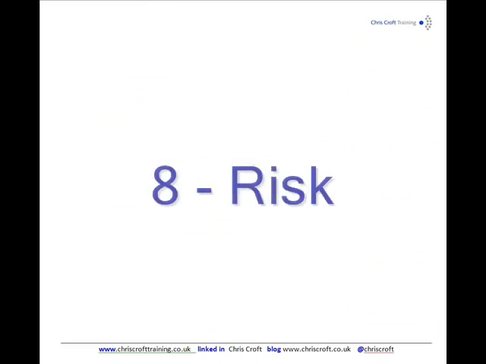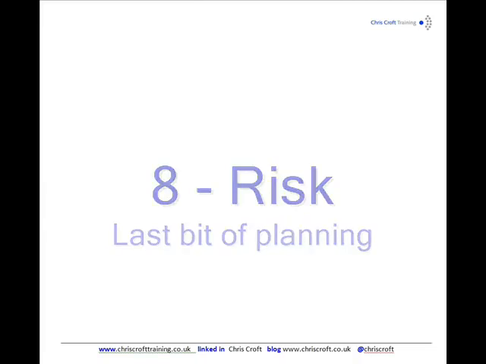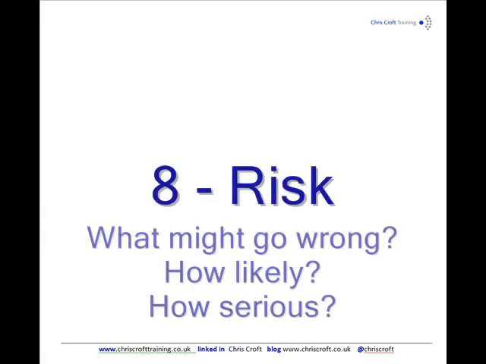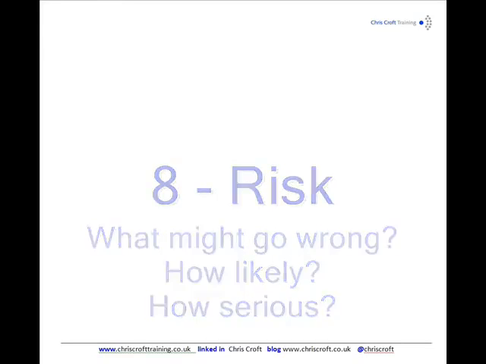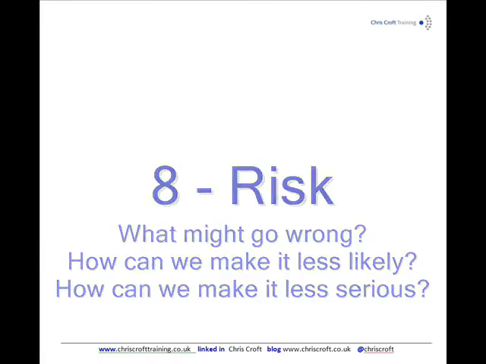And then finally, step 8, the last bit of your planning, is to look at the risks. You probably would look at the critical path on the Gantt chart in particular and think, what might go wrong? How likely are those things to go wrong, and how serious would they be if they do go wrong? If something's reasonably likely and reasonably serious, then you need to have a plan for what to do about it, either to make it less likely or make it less serious. So that's the end of the planning. That's the end of step 8.